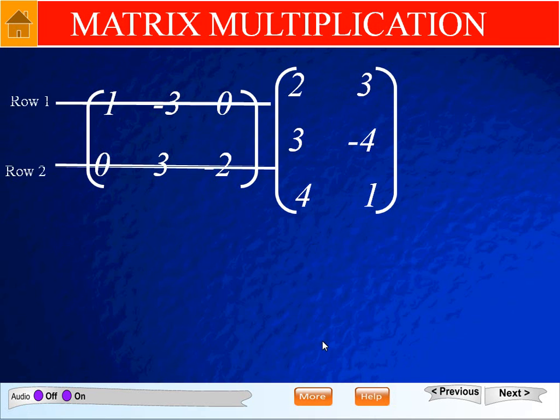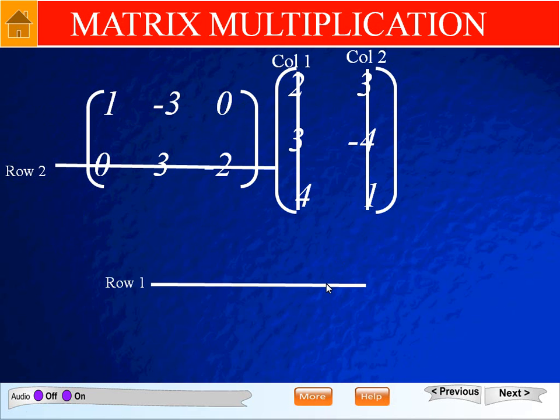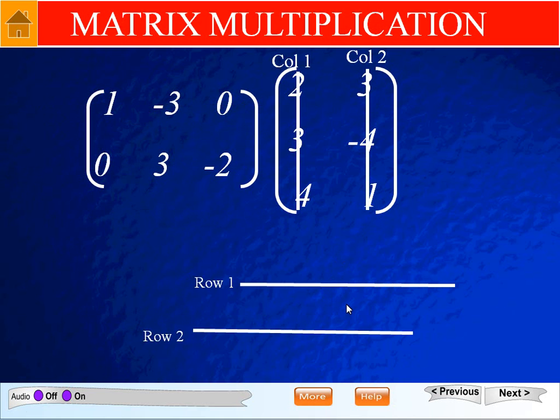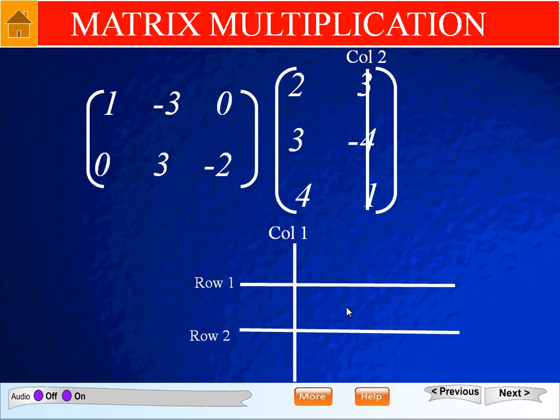What we are going to do is to identify the rows by the first matrix. So therefore we have row 1 and we have row 2. The second matrix will give us the columns, and that's going to be column 1 and column 2. We're going to combine these rows and columns to see which row and which column will be combined to give us each element in the answer.